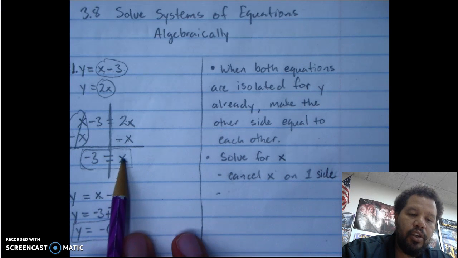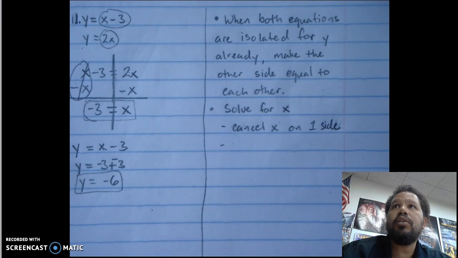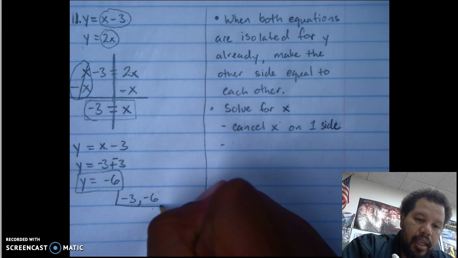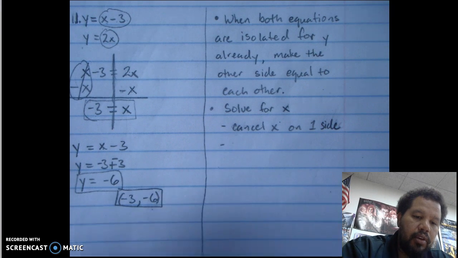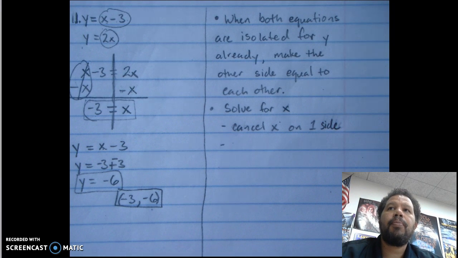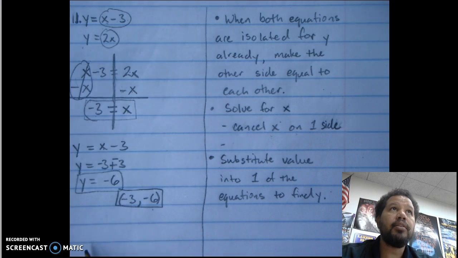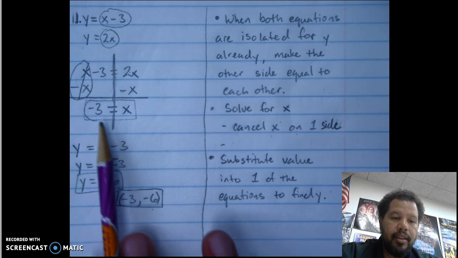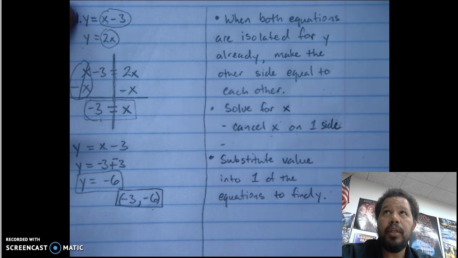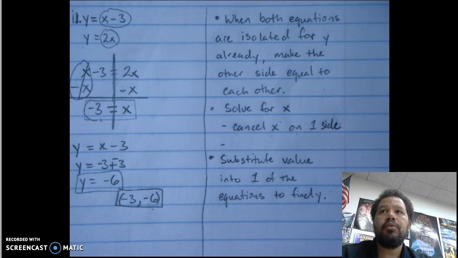So now I have my x value and my y value. So the point where these two lines intersect, or where these two lines cross each other, would be negative 3 comma negative 6. This will be my answer because we are looking for the point where the two lines intersect. So just to be clear, after I canceled x on one side, I ended up with x by itself. And I got this value, so I substituted that value into one of the equations. I actually substituted into the first equation to find out what y equals. So negative 3, negative 6.